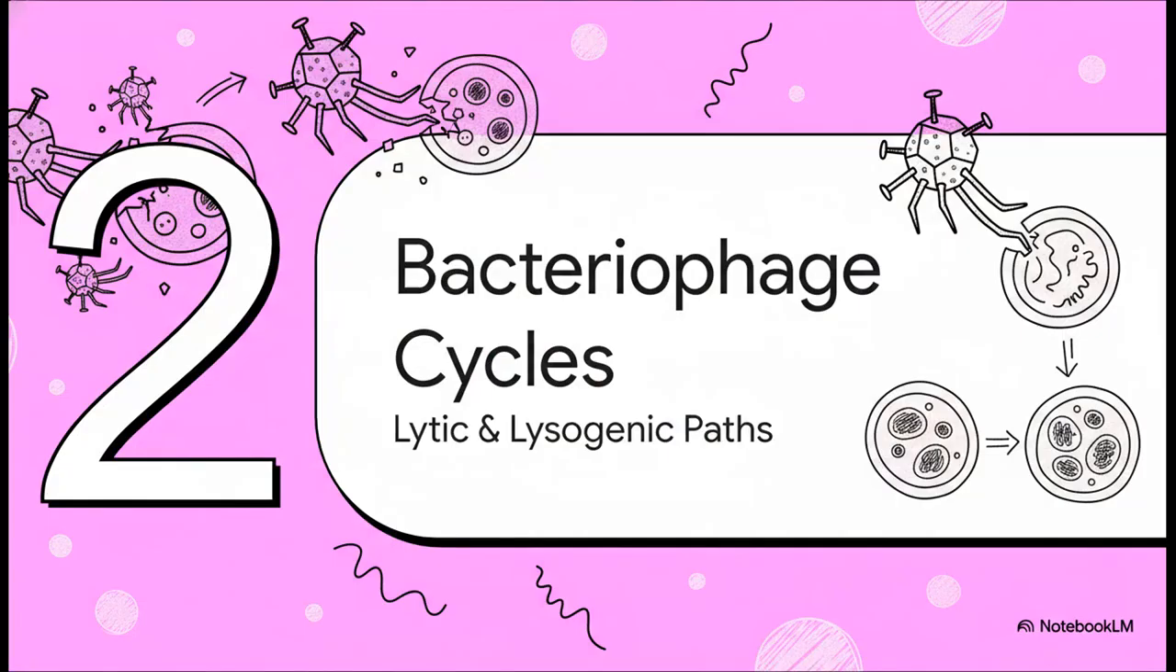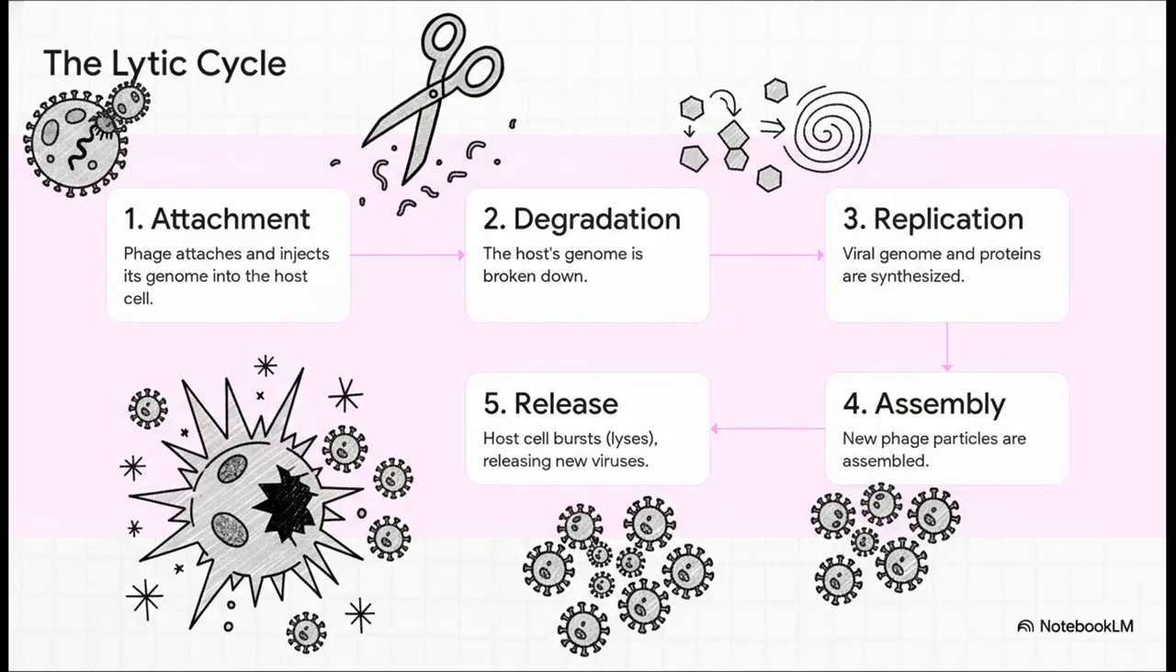So we have our phage. How does it actually infect a bacterium? Well, it basically has two different playbooks it can run. These are its life cycles, the lytic pathway and the lysogenic pathway. And trust me, you really need to understand both of these because they are the key to telling the two types of transduction apart. First up, we've got the Lytic Cycle.